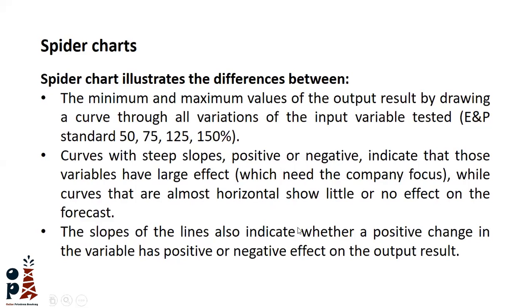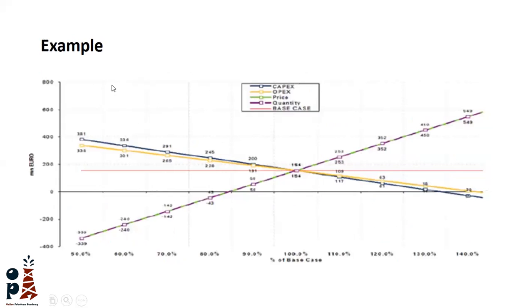The slopes of the lines, whether positive or negative change, are also important to take into consideration. This is an example of a spider chart. As we see, capex and opex are in orange, and the quantity, which is the oil production volume, is in purple. Oil production has the steepest slope, then capex, then opex. So you should take oil production into consideration in your economic model.